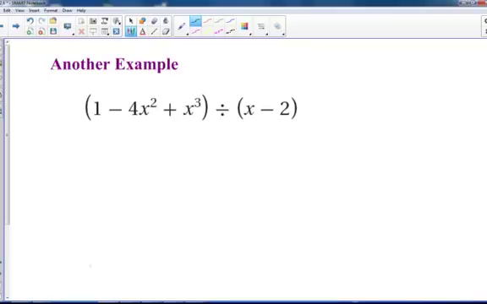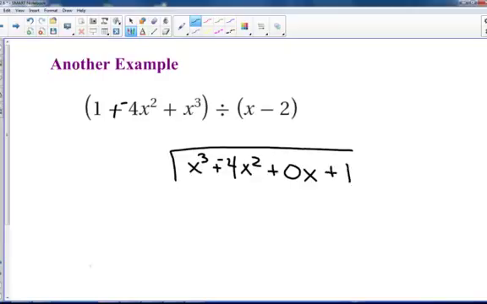Again, these need to be put in order. X cubed plus negative 4x squared. Don't be losing that negative. My placeholder of a 0x plus 1. Long divided by x minus 2. X times what is x cubed? That'd be x squared. That gives us x cubed minus 2x squared.